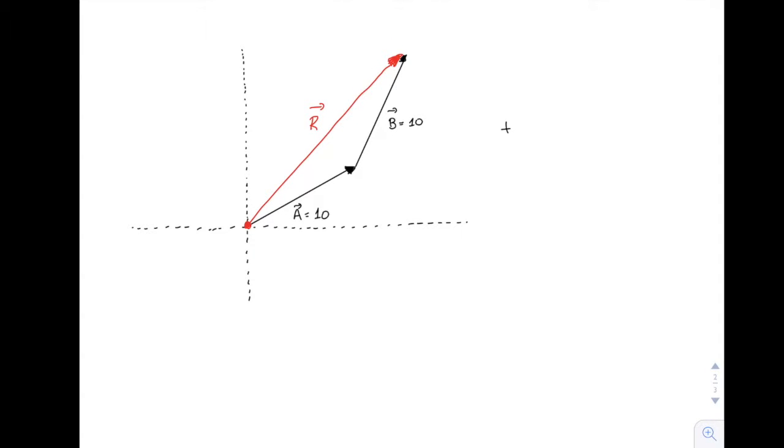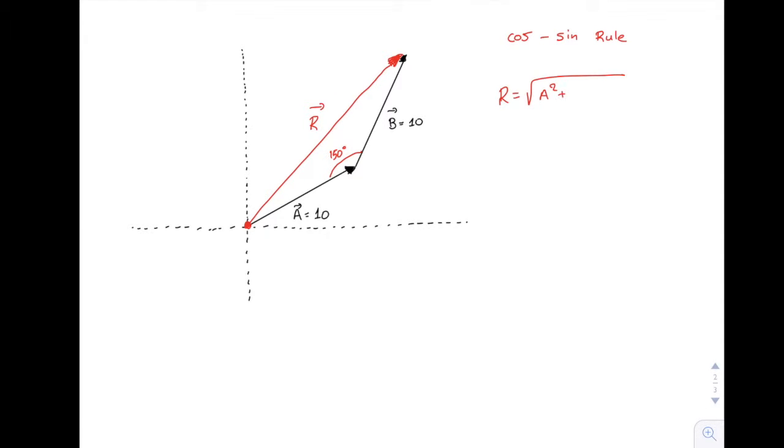Now let's consider that our vector A is equal to 10 and our vector B is also equal to 10, and you can see that the angle between them is approximately 150 degrees. Now we can calculate the resultant vector R and its direction by applying the cosine rule.